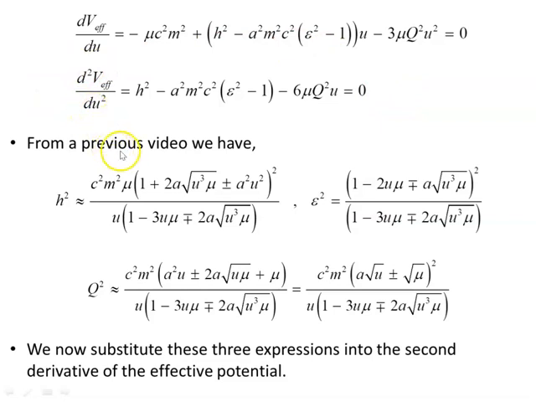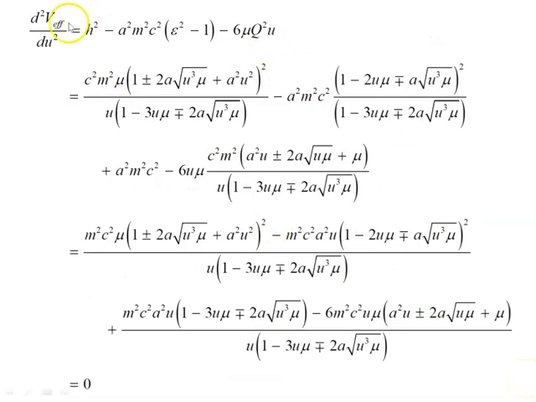Now from a previous video, the second last video prior to this one, we had h squared was this object, epsilon squared was this, q squared was this or this. Okay, so next what we want to do is substitute these three expressions, 1, 2, 3, into the second derivative of the effective potential. That's up here. Substitute it in, and doing that gives us this.